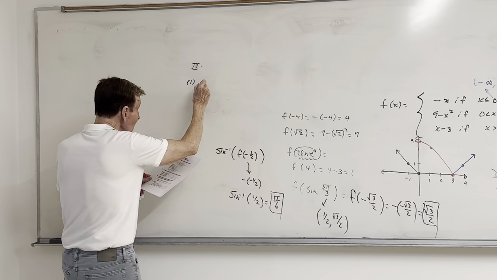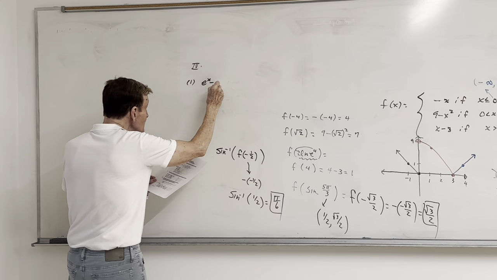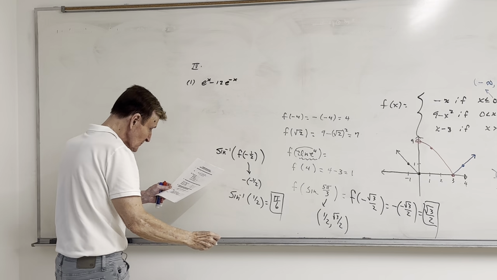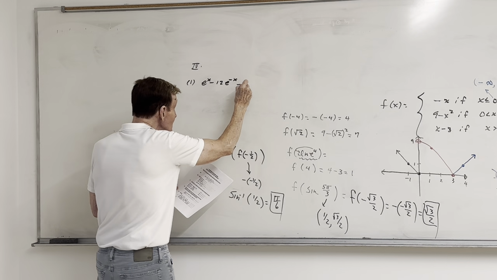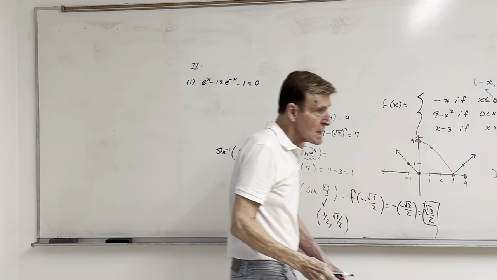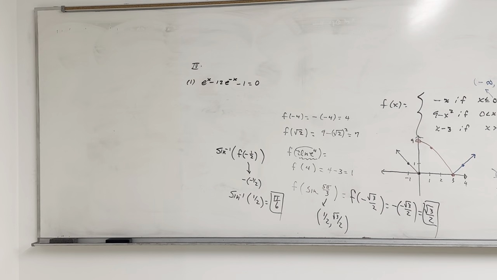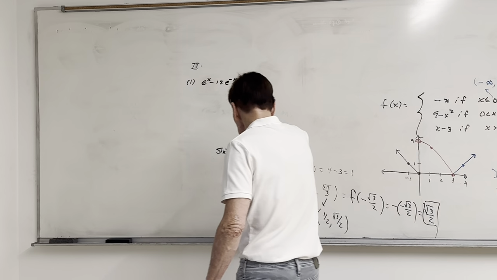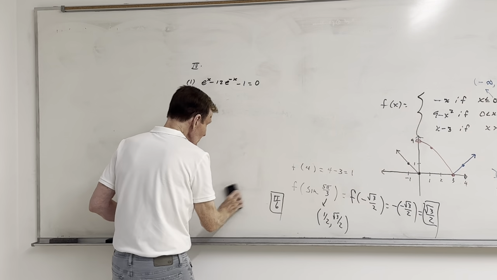On this one, it says solve these equations, and we'll take a little break here. I've got e to the x, subtract 12 e to the negative x, subtract 1 is equal to 0. Someone remind me, what on earth did we do? Melanie, you're the one who gave me a beautiful response the other day.